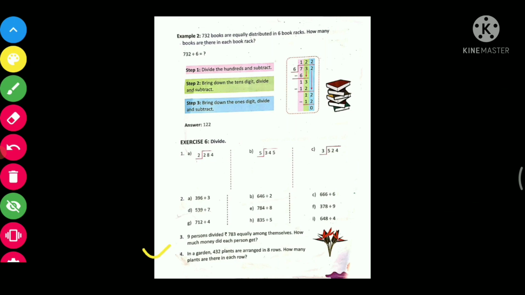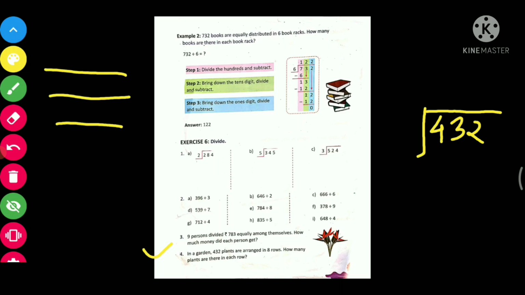Now see question number 4. In a garden, 432 plants are arranged in 8 rows. How many plants are there in each row? So total how many plants are there? 432. And these plants are arranged in 8 rows. Okay, like this these plants are arranged.